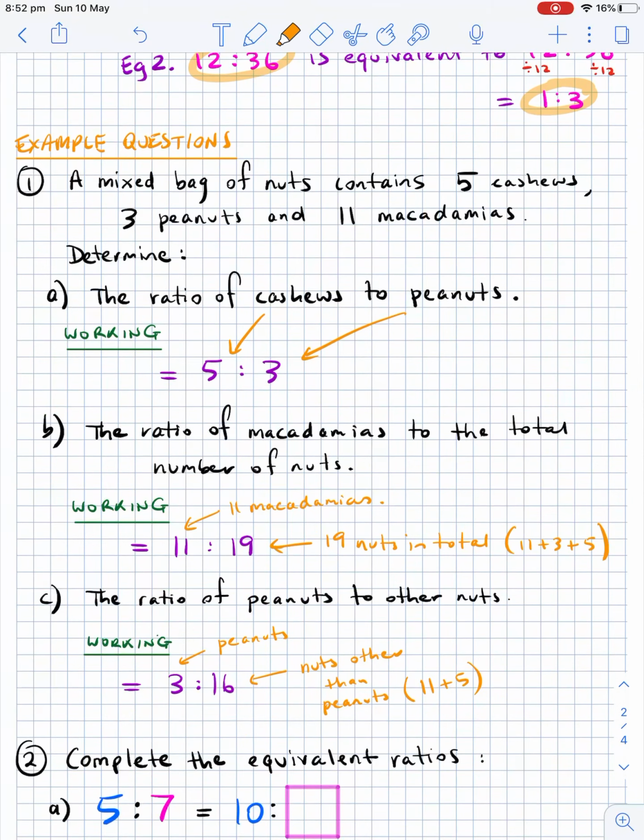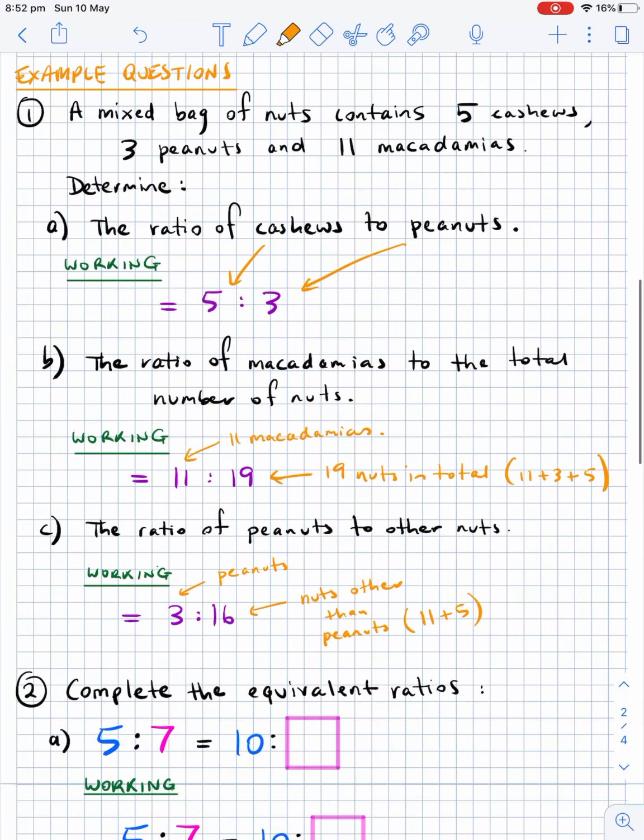Question B, the ratio of macadamias to the total number of nuts. How many macadamias are there? There's 11 macadamias. And then to the total number of nuts, how many nuts in total? Well, we can just add our 5, 11, and 3, and that gets a total of 19. So our answer is 11 to 19, macadamias to the total. Simple as that, done.